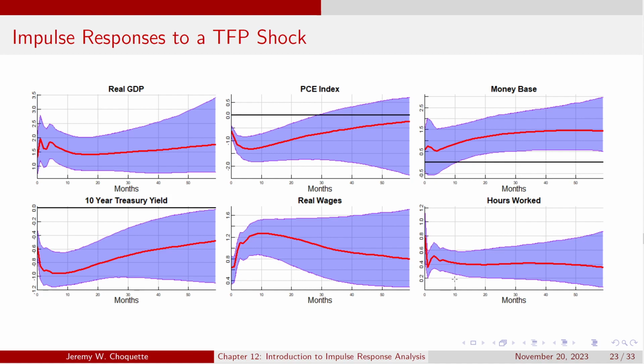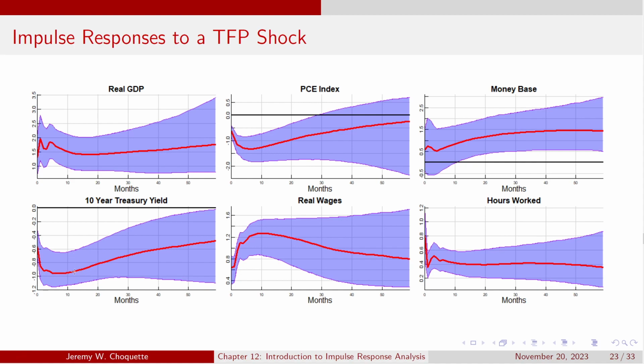Hours worked, yep, above 0. Real wages above 0. Awesome. Okay, so remember, you had an increase in the LM curve at the same time. If the LM curve increases, well, the money supply, the money base in this case, would be increasing, which we see. The money base increases, and the 10-year Treasury yield falls.